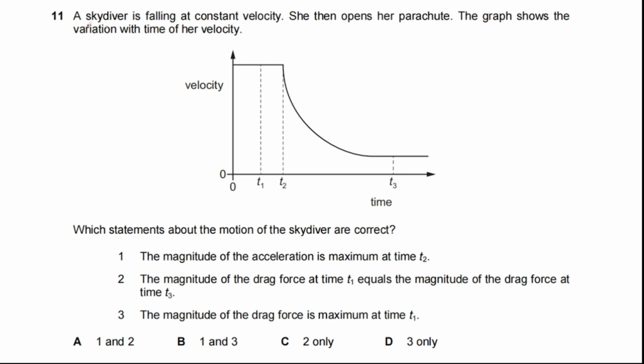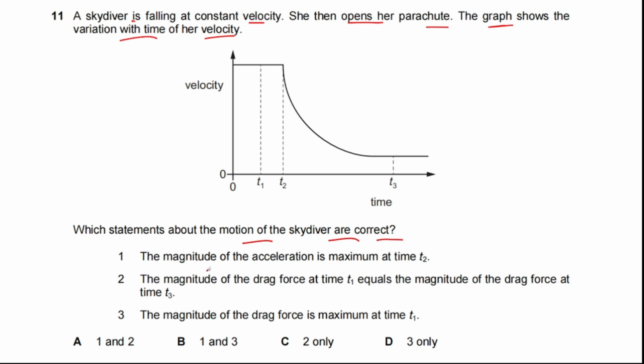Question number 11. A skydiver is falling at constant velocity. She then opens her parachute. The graph shows the variation with time of her velocity. So this is the graph. Which statements about the motion of the skydiver are correct?